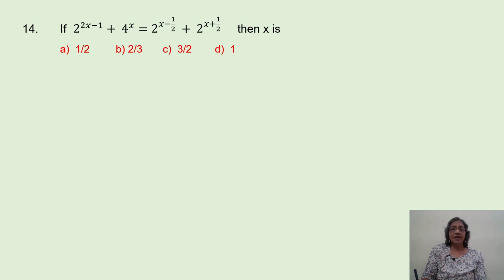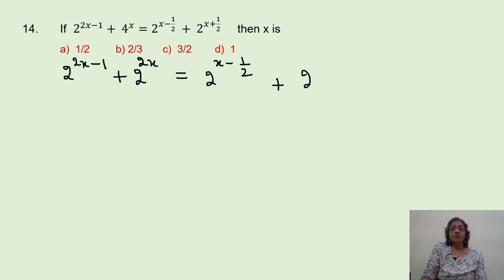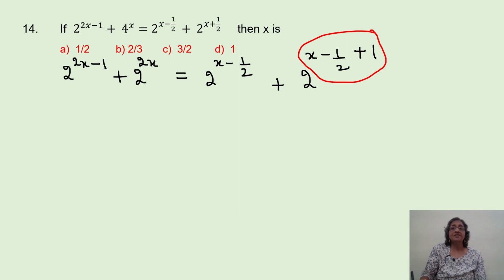A similar sum again. So 2 raised to 2x minus 1 plus this would become 2 raised to 2x. 2 raised to x minus half. Over here, I'm going to make this like this. That means what I have done here, minus half plus half anyways remains the same as plus half.